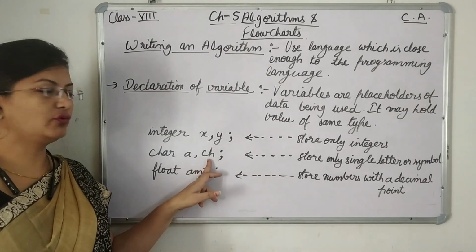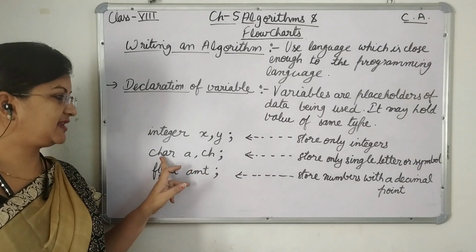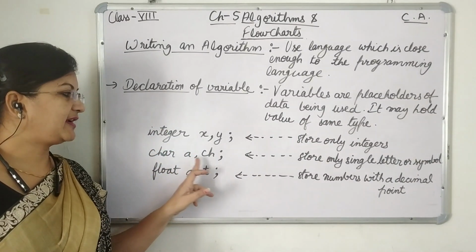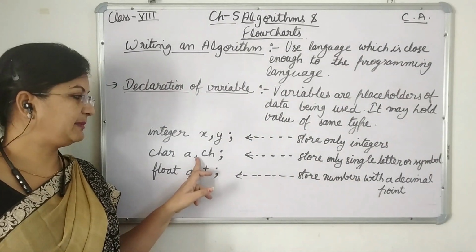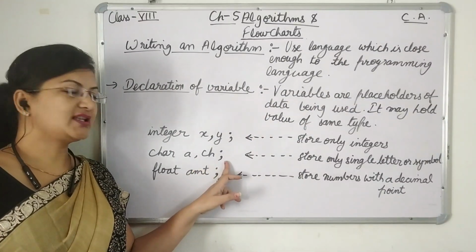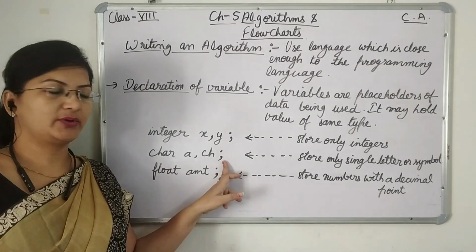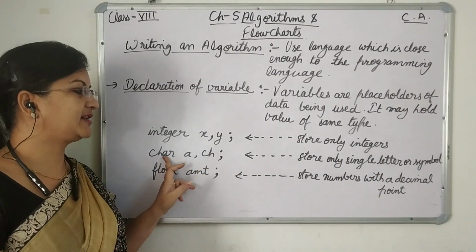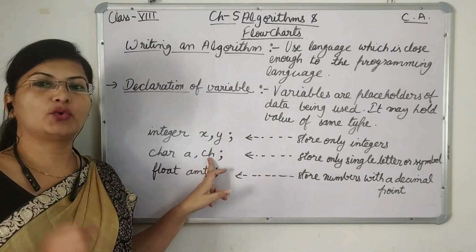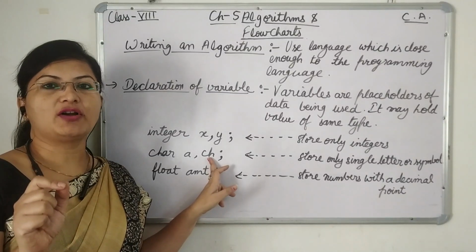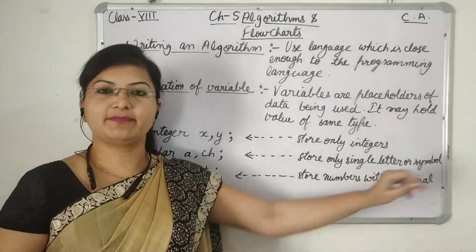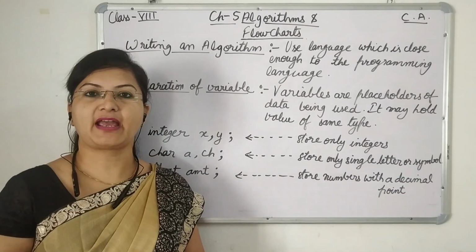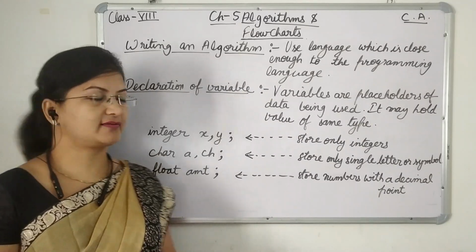So they have taken two variables of char data type. This is the data type, and these are variable names. If we are writing two variables, then they will be comma separated, and this is the terminating symbol, semicolon. Okay. So A and CH will be char data type, and it will store only a single letter, or we can also store a symbol in it. Symbols means dot, question mark, hash, at the rate, etc.